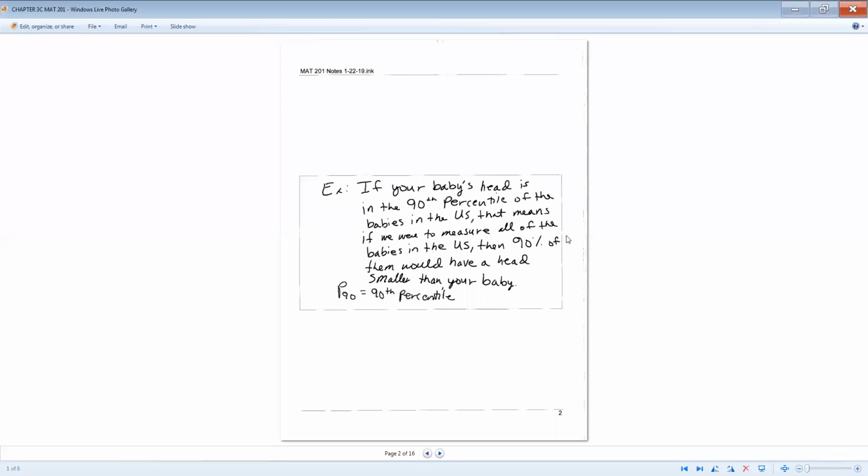Example of that: if your baby's head is in the 90th percentile of the babies in the United States, that means that if we were to measure all of the babies in the United States, then 90% of them would have a head smaller than your baby's head. And also that means that 10% would have a head that's larger than your baby's head. The way you represent that is P sub 90, or P90. That just represents the 90th percentile.